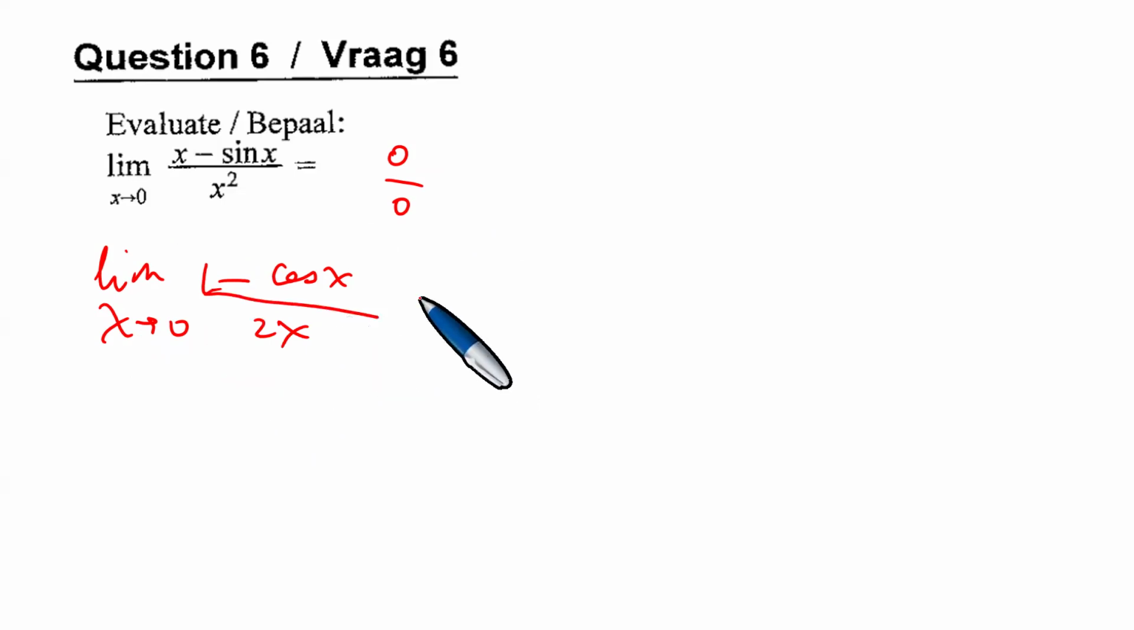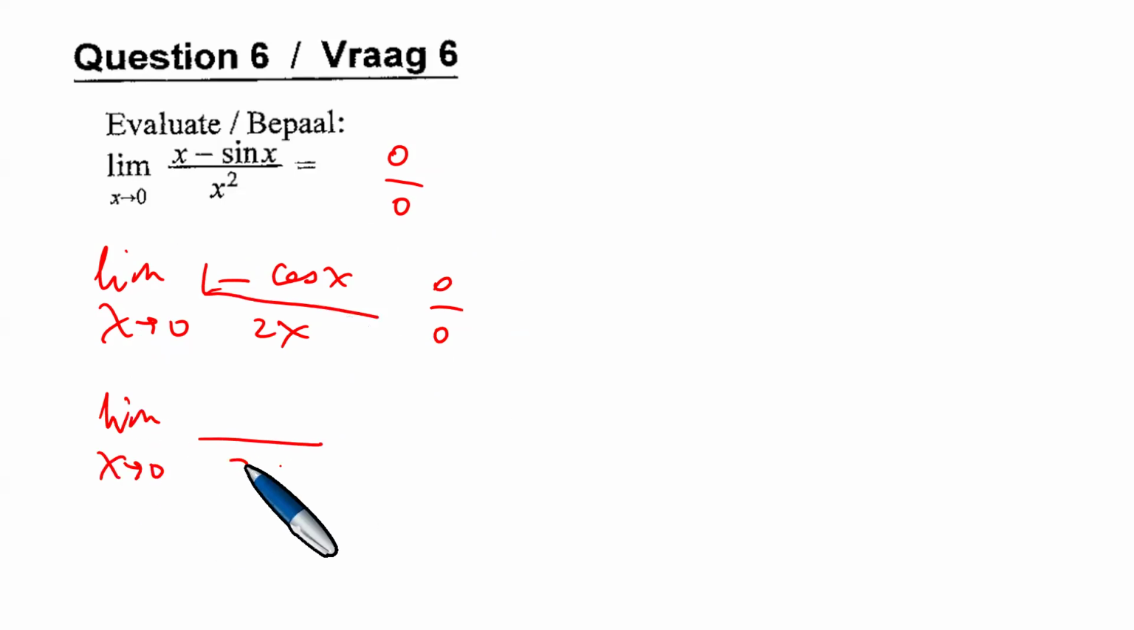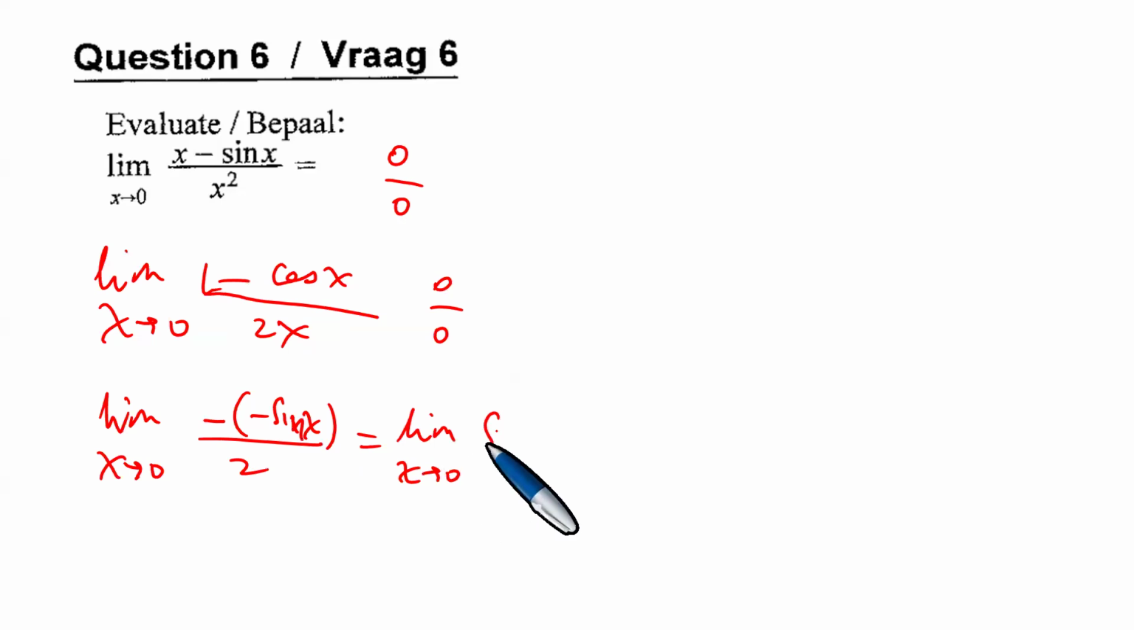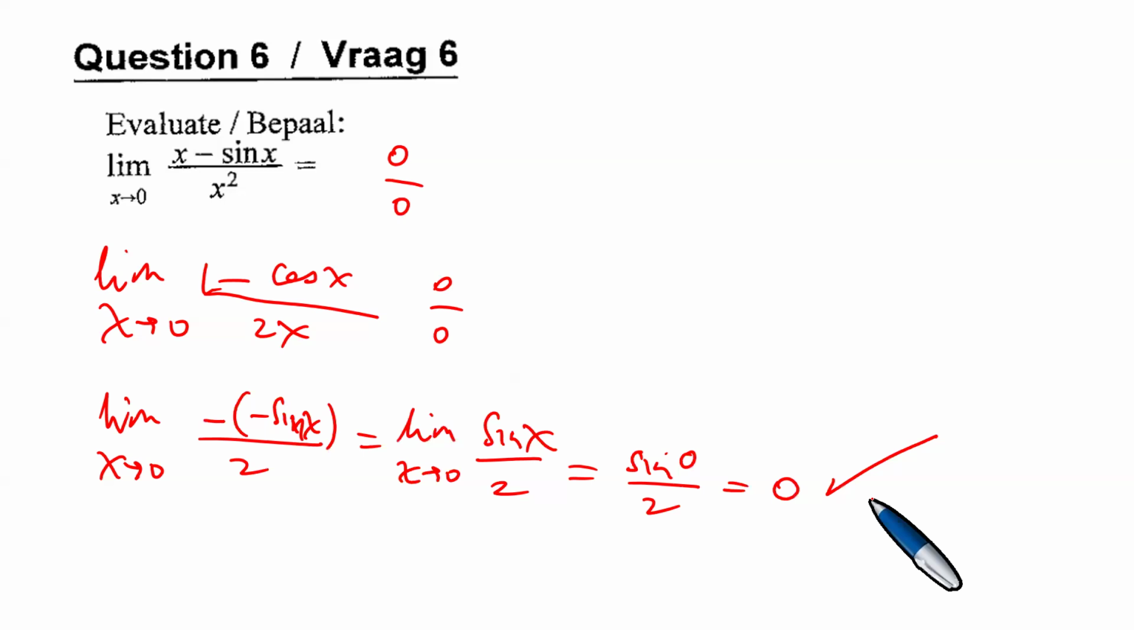If you put 0 here, it becomes 0 over 0 still. So you do the limit as x tends to 0 again: the bottom becomes exactly 2, and the top, the derivative of 1 is 0, the derivative of cosine becomes minus sine x, so this becomes the limit as x tends to 0 of sine x over 2, which is sine of 0 over 2, which is 0. So indeed, you're right that the answer is 0. Well done. Move to the next point.